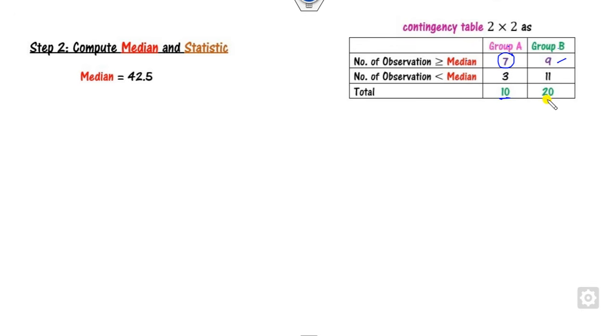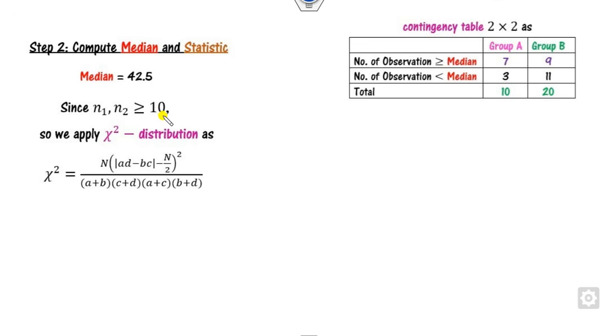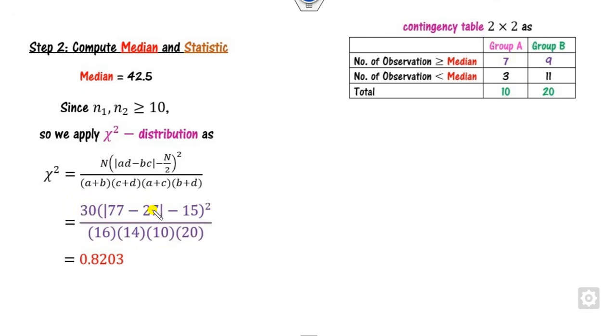Now you can see the values are greater than or equal to 10, so we can apply the chi-square. But you can see one of the values is less than 5, so we have to apply the Yates correction of the chi-square. So that is n by 2. This is my A, this is my B, this is my C, this is my D. You can add them. This is 16, this is 14. Add them, this is my total. This is my n. So you can substitute this value here. After the calculation you will get this answer.